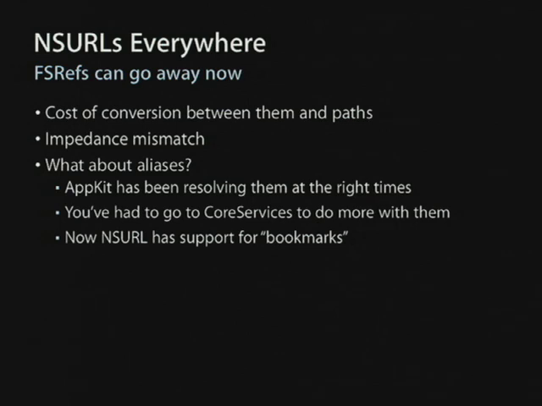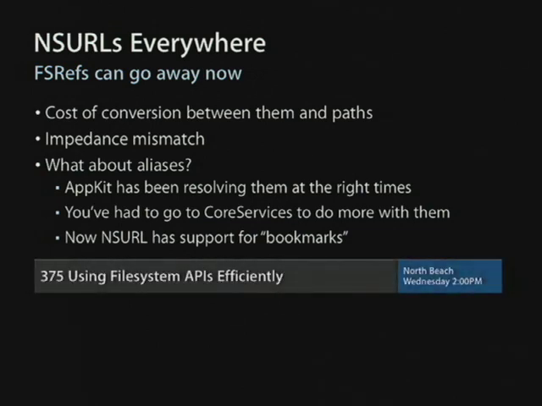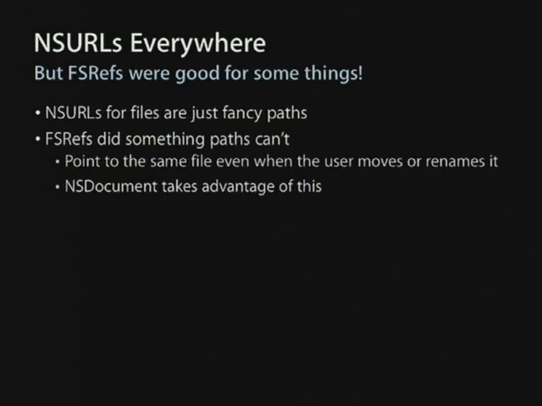So, but if you wanted to do more with that, you had specific needs, you wanted to take advantage of the features of aliases, which have always been very useful, you've had to go to core services to do more with them, and that was sort of a drag. But now NSURL has support for a replacement for that called bookmarks, which have a bunch of new features and are easier to work with. So that was also discussed in yesterday's Using File System APIs Efficiently session, and I highly recommend your having gone to that session. It was pretty good, and it'll be up on iTunes U also for after the show.